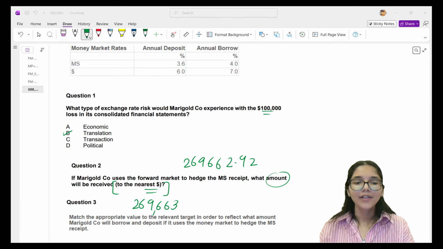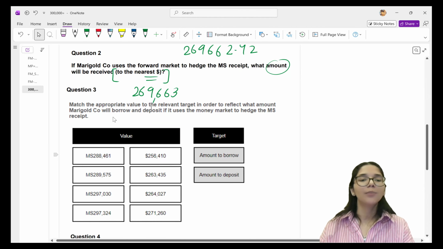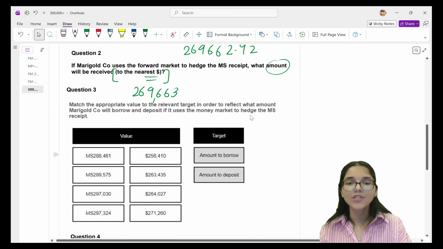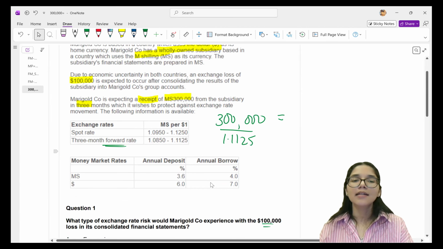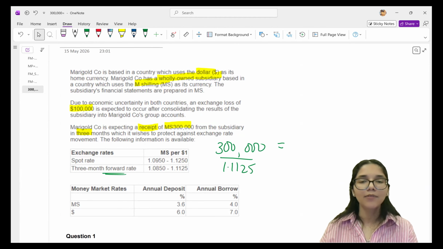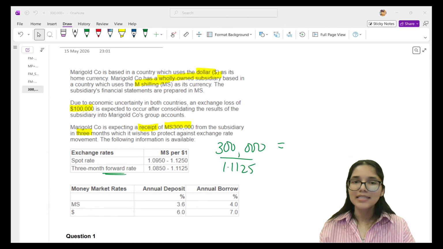Okay. So heading towards the third question now. Match the appropriate value to the relevant target in order to reflect what amount Marigold company will borrow and deposit if they are going ahead with the money market hedge to hedge the M shilling receipt. So guys, we know that this is a receipt scenario. Under a receipt scenario, what is the acronym that we follow? It is BCD: borrow, convert and deposit.